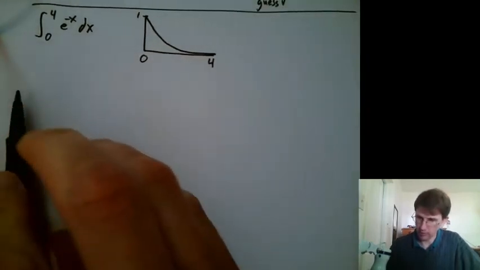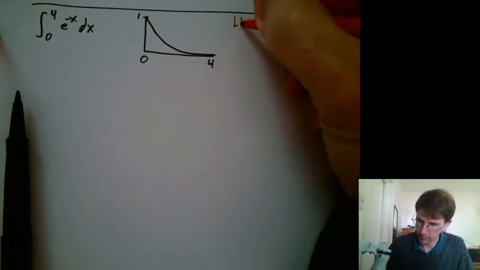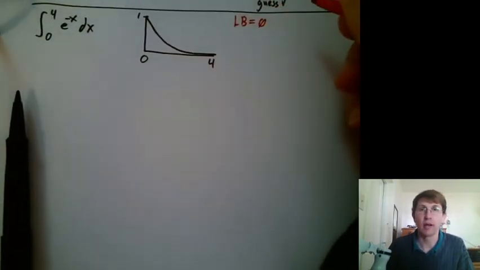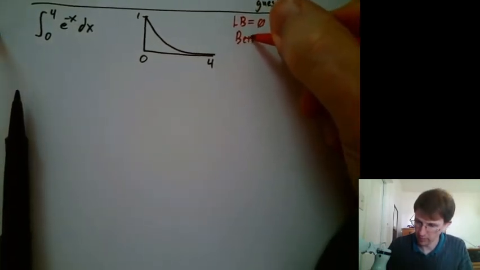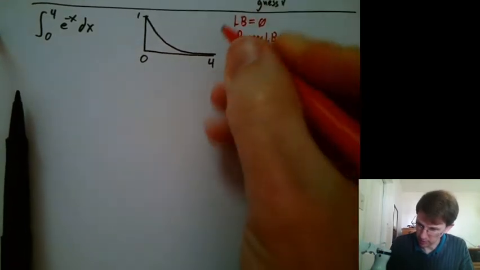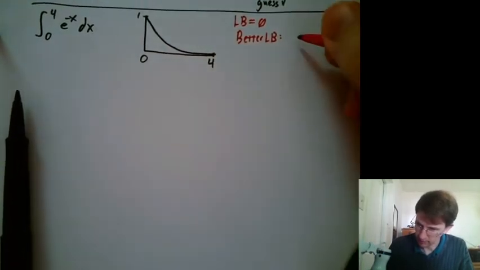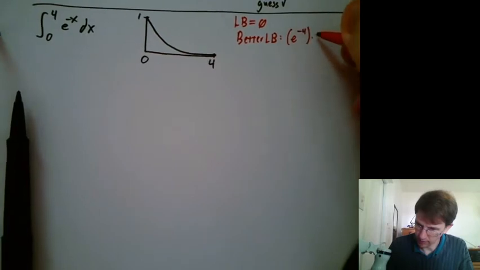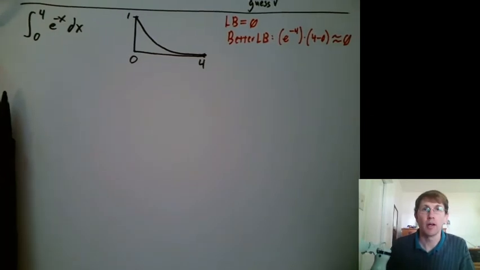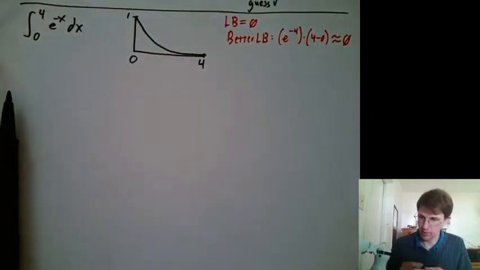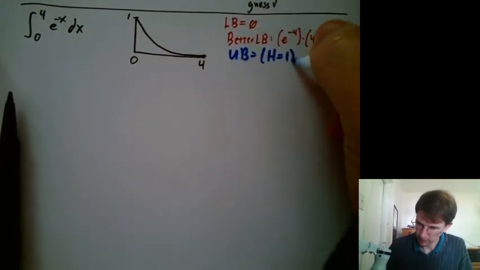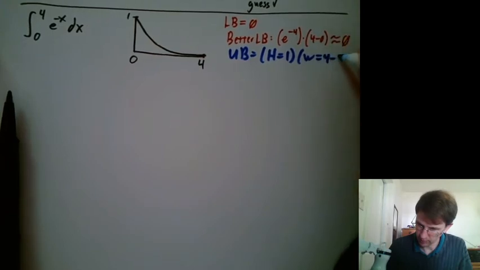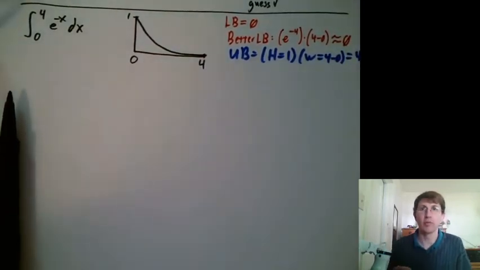And what would we say? How about a quick lower bound? Do you agree the total integral should be positive, so a lower bound of 0. A better lower bound would be a height of whatever this height is, so e to the negative 4 times 4 minus 0, which again is pretty darn near 0. Upper bound would be a height of 1 and a width of 4 minus 0, so an upper bound of 4.